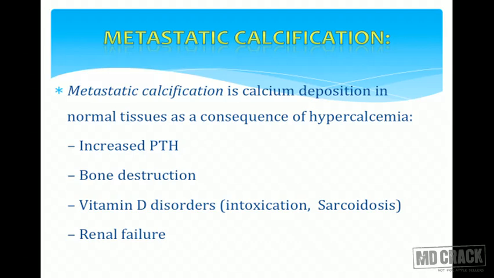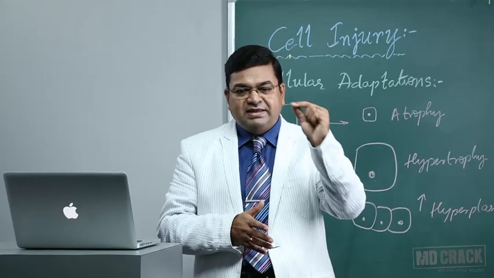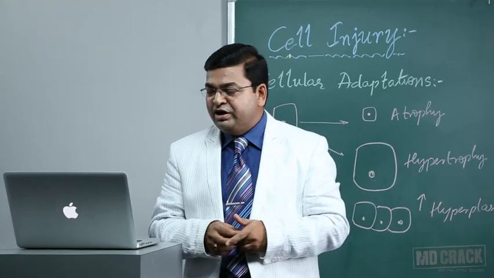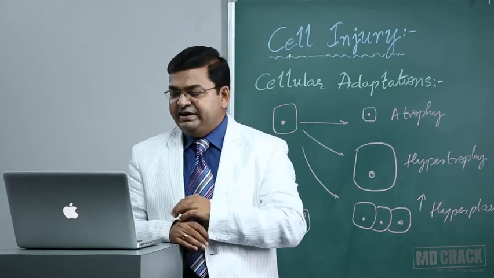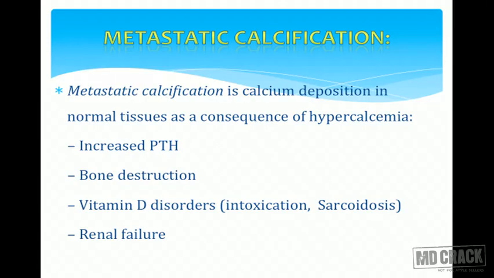Metastatic calcification takes place where there is calcium deposition in normal tissues as a consequence of hypercalcemia. So serum calcium level estimation is the most important point to call it metastatic calcification. It may be due to increased parathyroid hormone secretion, or because of bone destruction, as happens in a patient with secondary deposits in the bones. Vitamin D disorders, like intoxication with vitamin D or sarcoidosis, can also cause it. Renal failure patients can also show metastatic calcification.